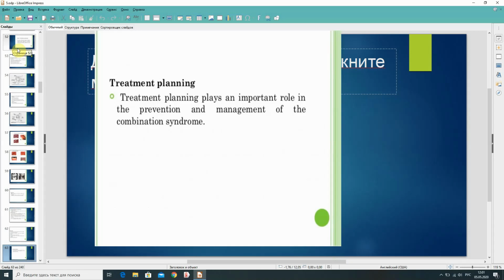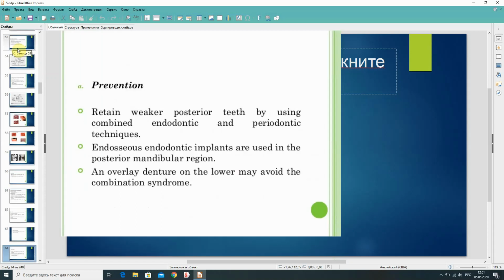Treatment planning. Treatment planning plays an important role in the prevention and management of the combination syndrome. Prevention. Retain weaker posterior teeth by using combined endodontic and periodontic techniques. Endosseous endodontic implants are used in the posterior mandibular region. An overlay denture on the lower may avoid the combination syndrome.